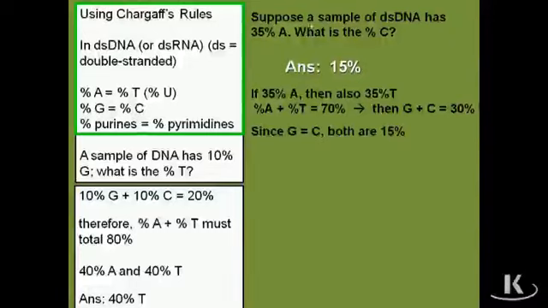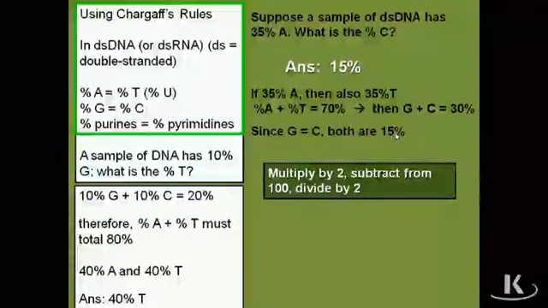Once again, if 35% are A, then also you can surmise that 35% are T. Together, 35 plus 35% is 70%. So what's left over? 100 minus 70 is 30%. 30% are G's and C's, and G's equal C's, according to Chargaff's rules. So if you divide that in half, you're going to get 15%.